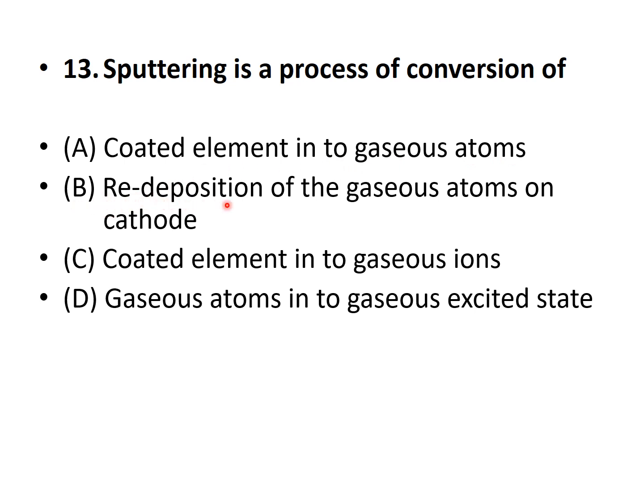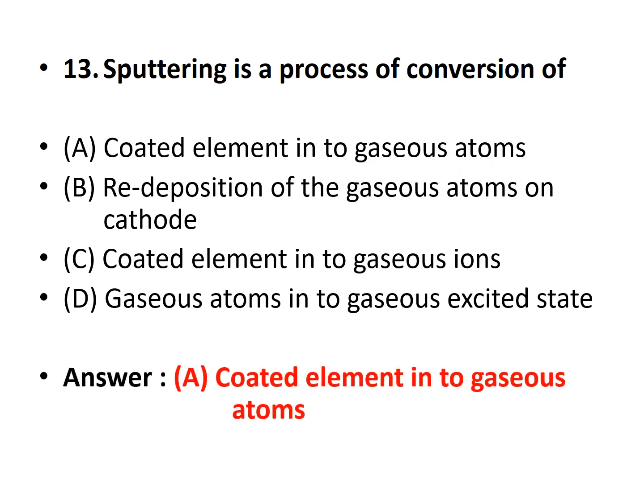B is the redeposition of the gaseous atoms on cathode. C is to convert the coated elements into gaseous ions, while D is the gaseous atoms into gaseous excited state. So in sputtering, the coated elements are converted into gaseous atoms. If we see A and C, there is only the difference of atoms and ions. They are not converted into ions, actually they are converted into atoms. So A is the right option, that is the coated elements into gaseous atoms. This is the function of sputtering.